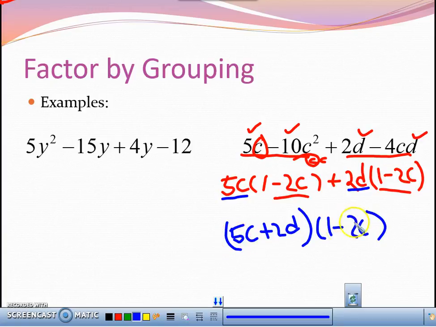So if you do 5c times 1 is 5c, 5c times negative 2c is negative 10c squared, 2d times 1 is 2d, 2d times negative 2c is negative 4cd. So if you do the FOIL, you're going to get this. So you just factor. So this is done.